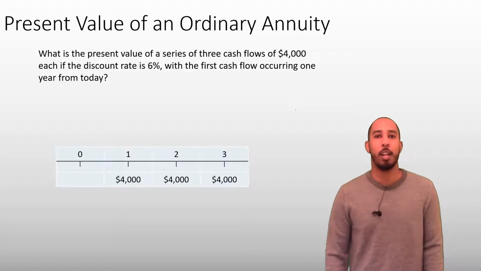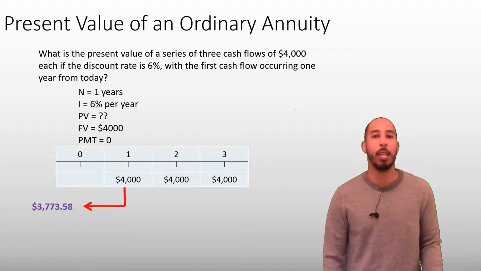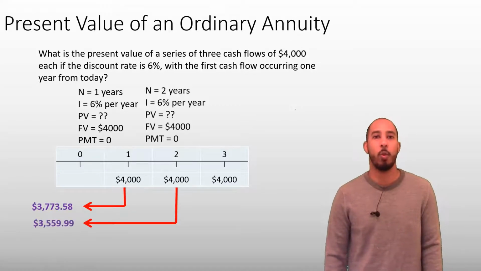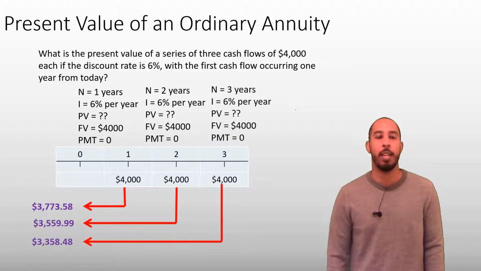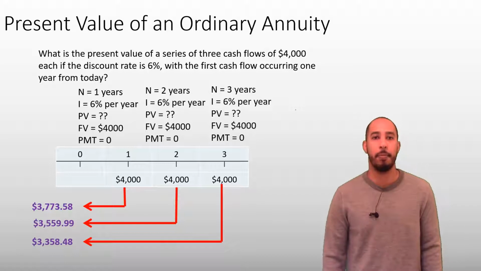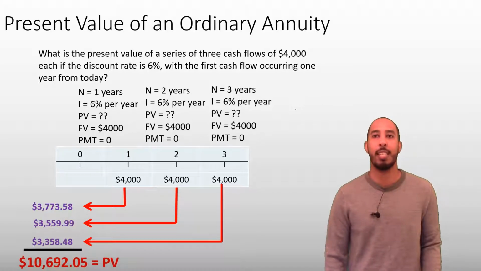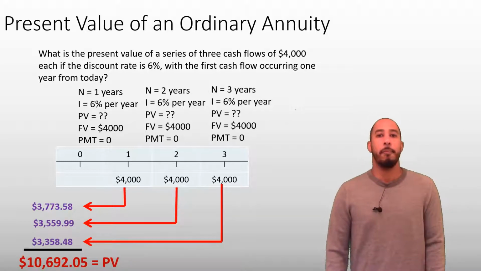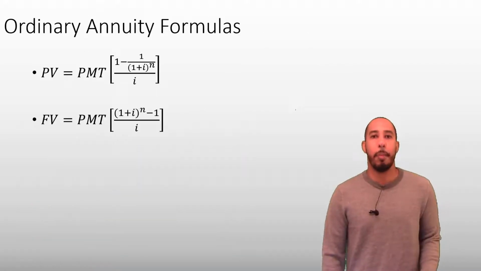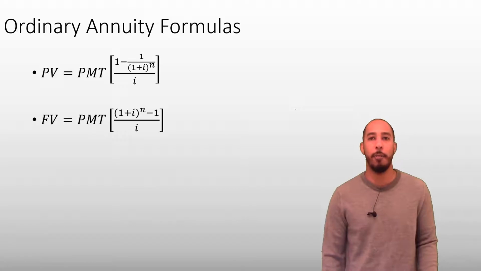The $4,000 we get in year 1 is worth $3,773. The $4,000 we get in year 2 is worth $3,559. And the $4,000 we get in year 3 is worth $3,358. Adding them together, the value of this series of cash flows is $10,692. Because each of the cash flows in that problem were identical, each one was $4,000, we can come up with a general formula to solve for the values.